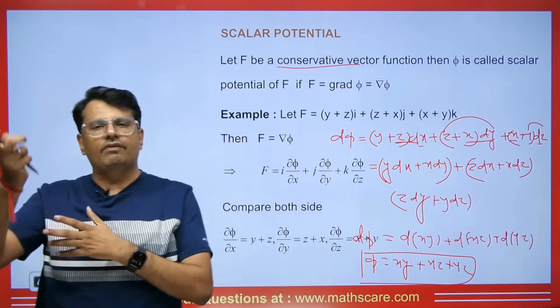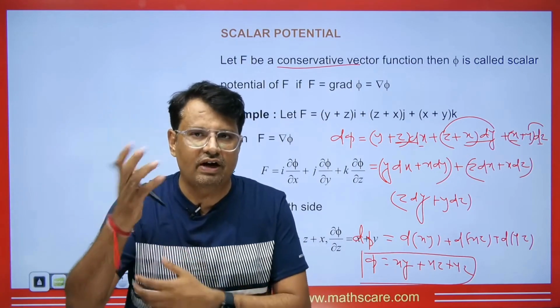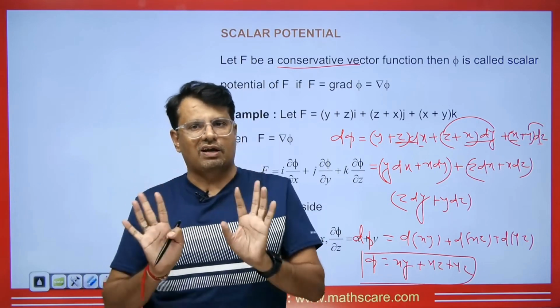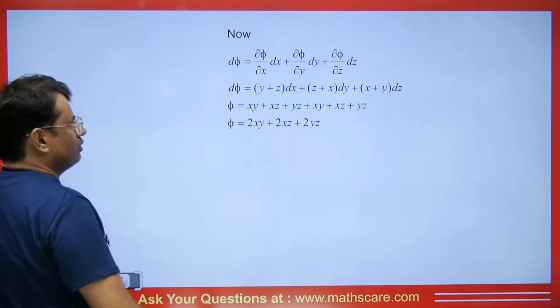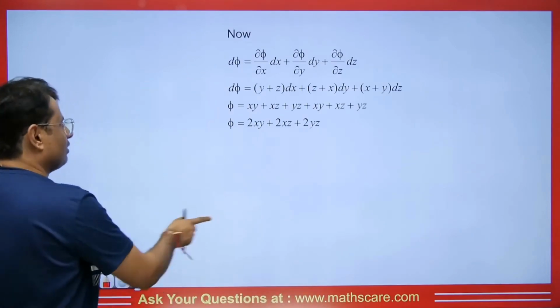Sometimes it is given, show that F is a conservative vector or show that F is irrotational. Both are the same, right? There is no need to worry about the words at all. Let's move on. This is the standard procedure that I have explained.